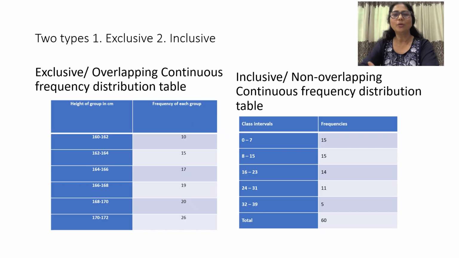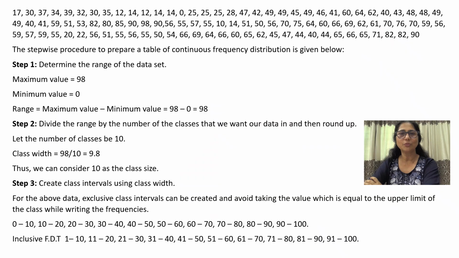So such a table is named an exclusive or overlapping continuous frequency distribution table. And if we are talking about the inclusive one, there is no overlapping between the upper limit of one class and the lower limit of the succeeding class. So there is no overlapping in this series, which is why it is also called a non-overlapping continuous frequency distribution table. If we have raw data, we can construct either an exclusive or an inclusive continuous frequency distribution table. Likewise, this is again an example.